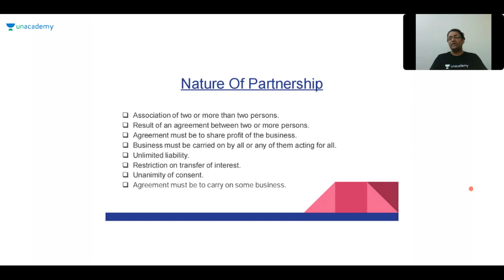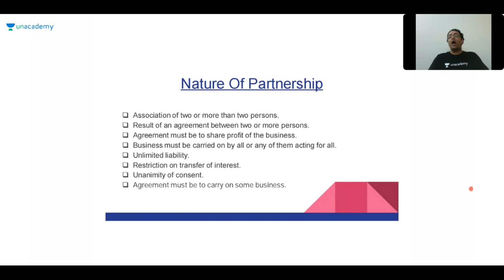Restriction on transfer of interest. The partners who have a 25, 30, 40, 50% profit sharing ratio cannot transfer their share or interest in the firm to another outside party without the consent of all the partners of the firm. If they do so, it would be unlawful and illegal and would actually end up in the closure of the partnership firm.